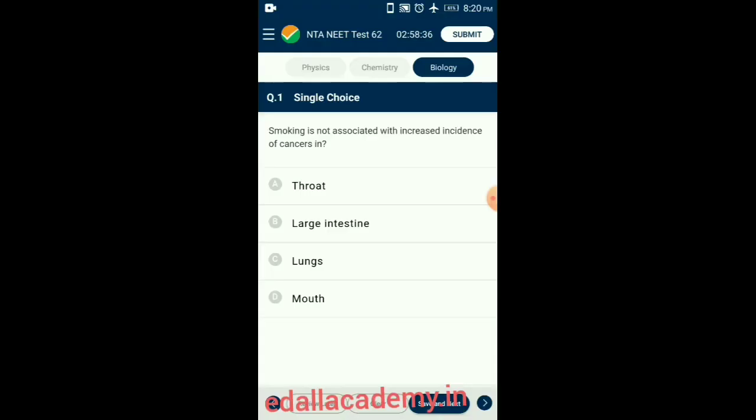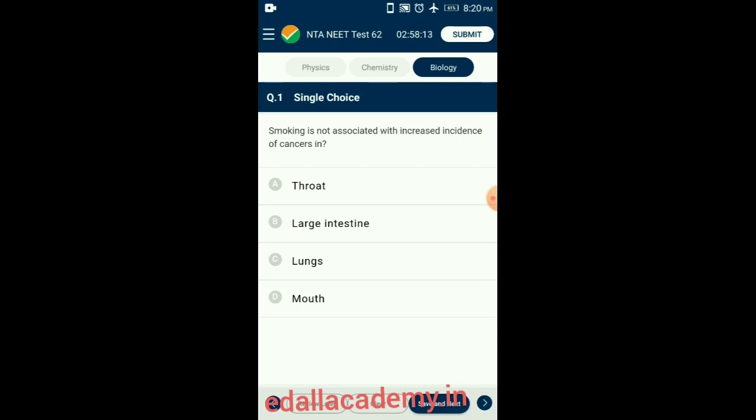Question number 1. Smoking is not associated with increased incidence of cancers in. Cancer is a disease characterized by an uncontrolled division of cells and metastasis. Smoking is not associated with an increased incidence of cancer of large intestine or urinary bladder.